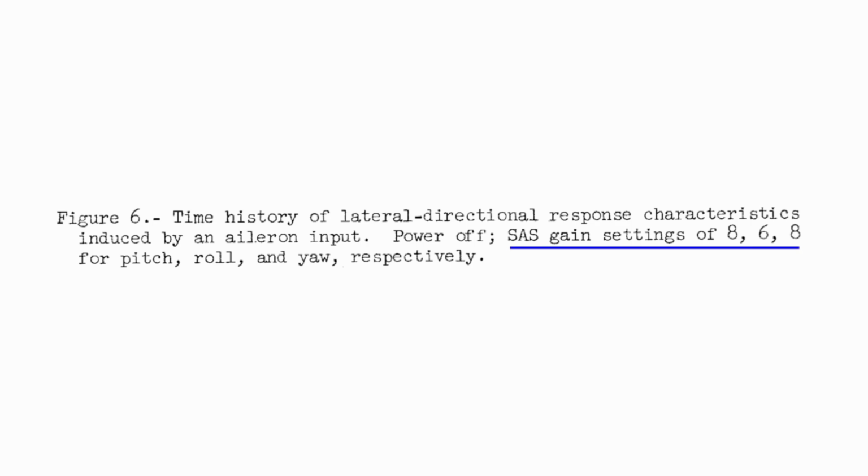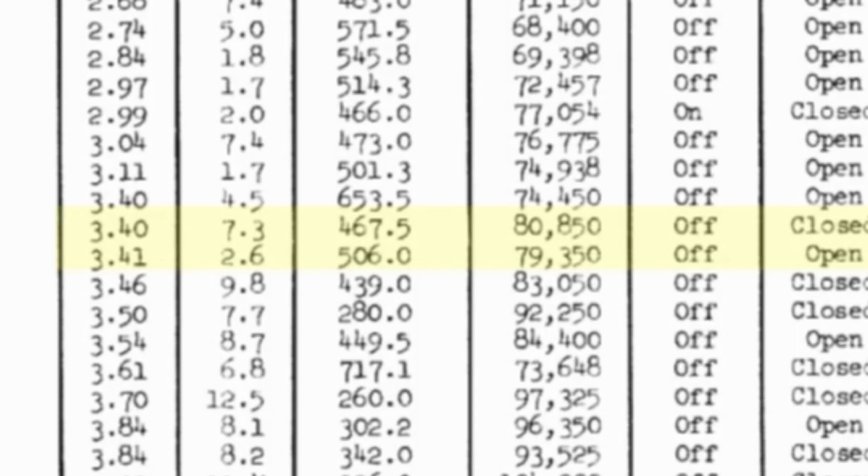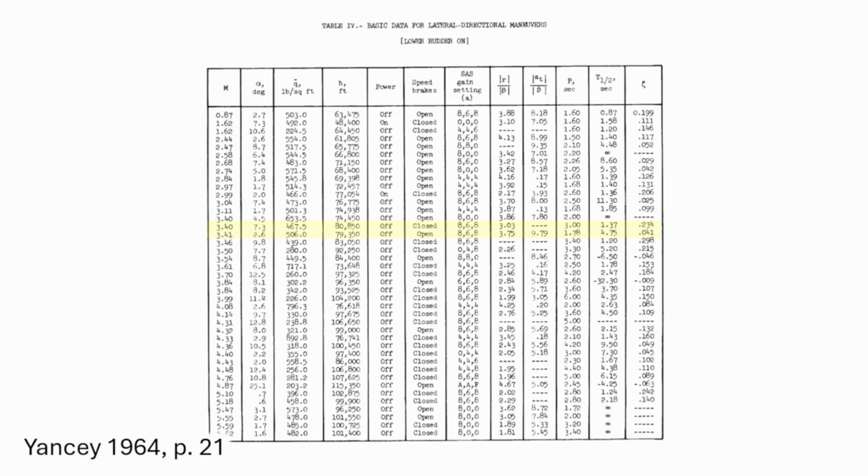And the caption of the plot says the SAS had roll, pitch, and yaw gains of 8, 6, and 8. This leaves two possibilities highlighted in the table, one with the speed brake open and one with the speed brake closed. Since the initial altitude was closer to 80,850 feet for the case of the speed brake closed, we assume that's our case identified in the table, which sets the angle of attack initially to 7.3 degrees.